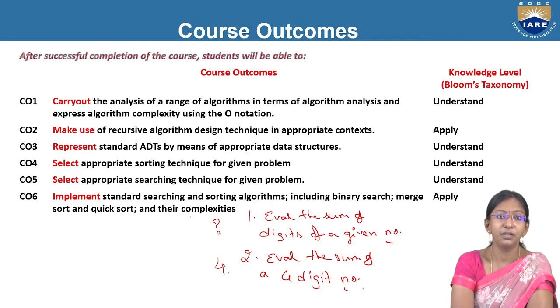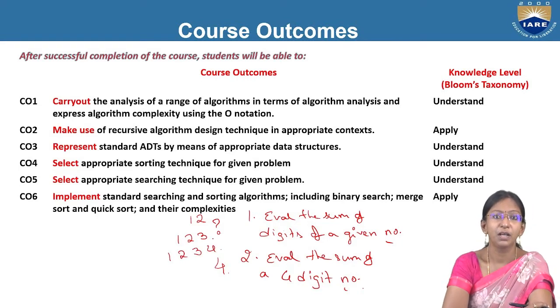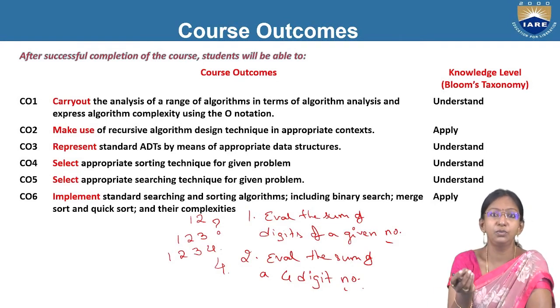For example, in the first test case, I'll be giving 12. In the second test case, I might be giving 123. In the third test case, I might be giving 1234. The number of digits may vary, right? So, what type of logic you have to use? Obviously you have to repeatedly do the same operation. You have two options in your hands, either to use a for loop or a while loop. Am I right? So choose one.